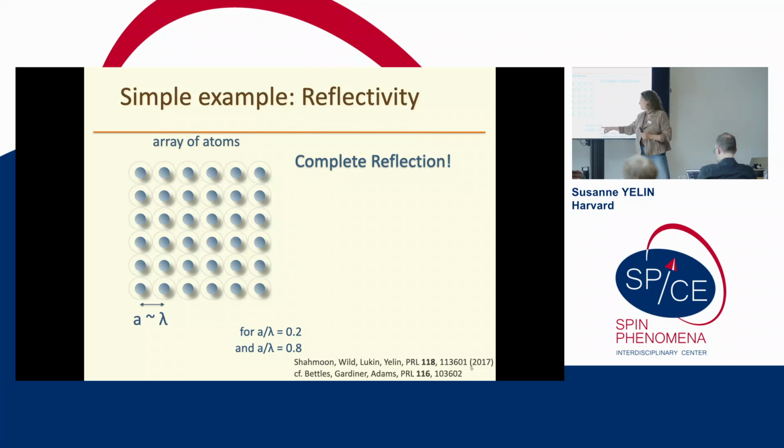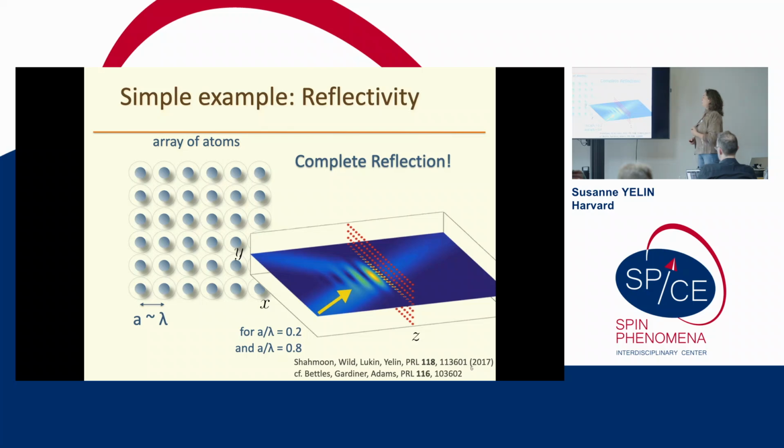Namely, if A over lambda is either 0.2 or 0.8. This was, to start with, numerical results and was very surprising. There was absolutely nothing intuitive about this. So we thought, this is really cool. Let's dig a little bit deeper into this.